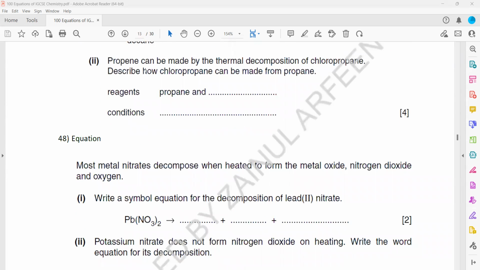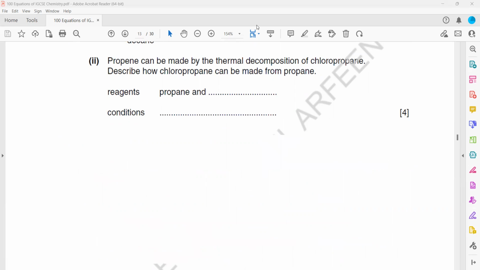Yes, sir. Then propene can be made by thermal decomposition of a chloropropane. Describe how a chloropropane can be made from propane. What we want to prepare is a halogenoalkane, from an alkane, so it will be a substitution reaction. Good. So we want to prepare chloropropane. One reagent is propane, the alkane, and then we should react it with chlorine. And there will be a substitution reaction.